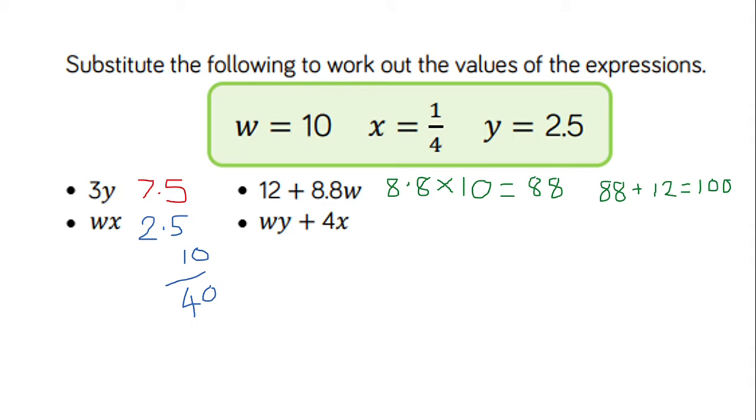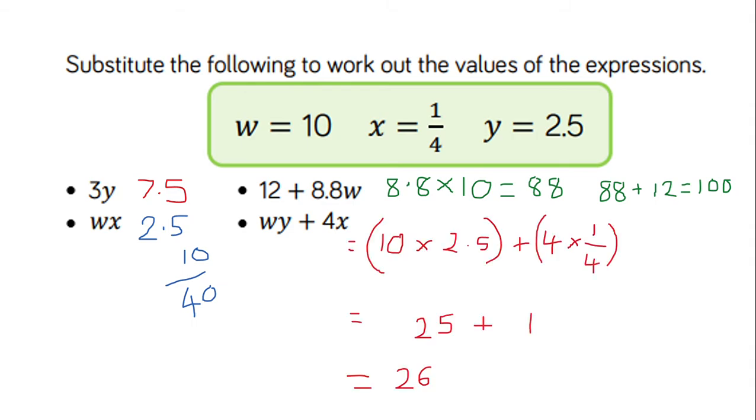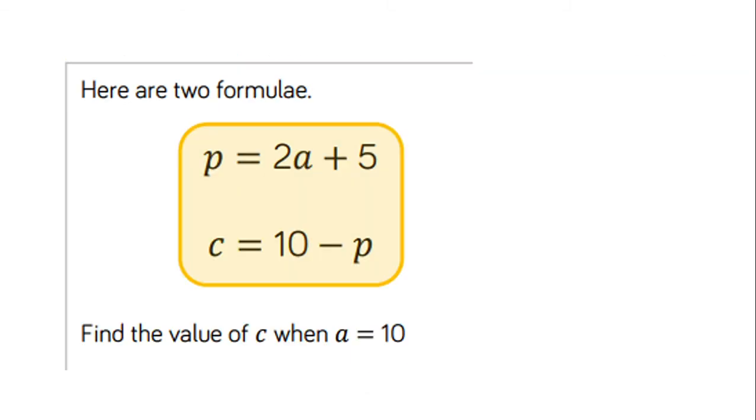Okay, and then the last one, wy plus 4x. So firstly, we will do the wy bit, then we will do the 4x bit, and then we add them together. So I know wy is 10 times 2.5, and I know that 4x is 4 times a quarter. So 10 times 2.5 equals 25, and 4 times a quarter equals 1 whole. So 25 plus 1 whole equals 26. So the value of that final expression is 26. Okay, well done. Okay, moving on.